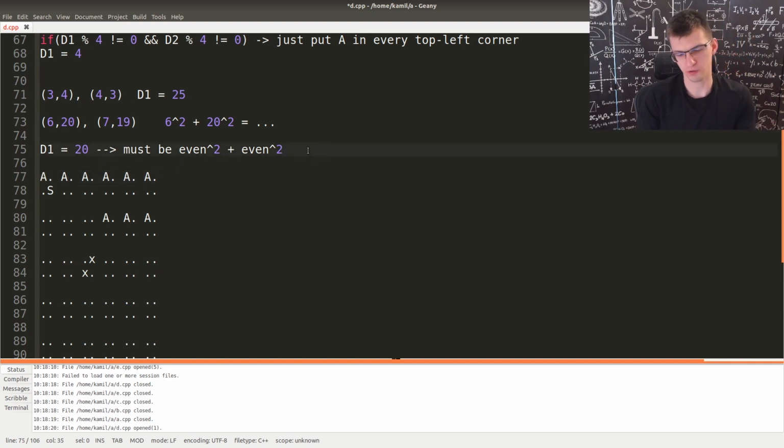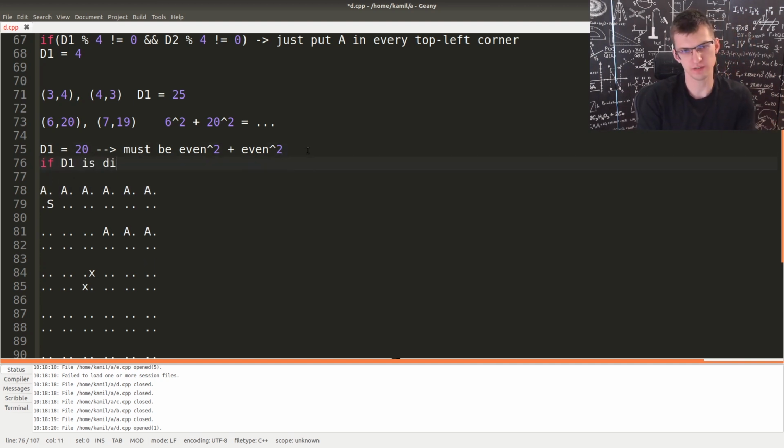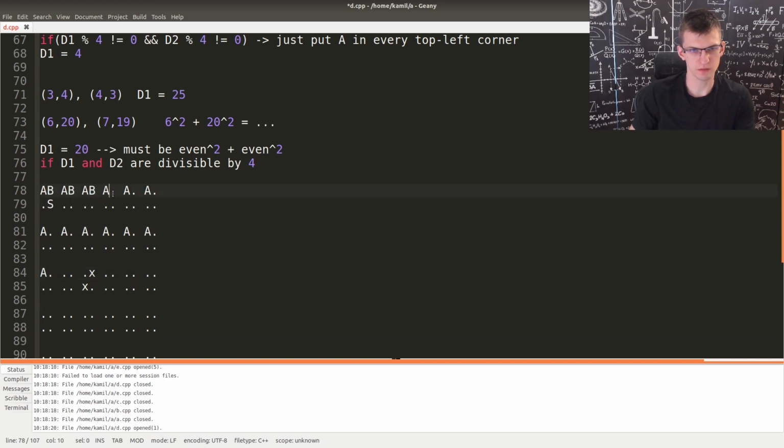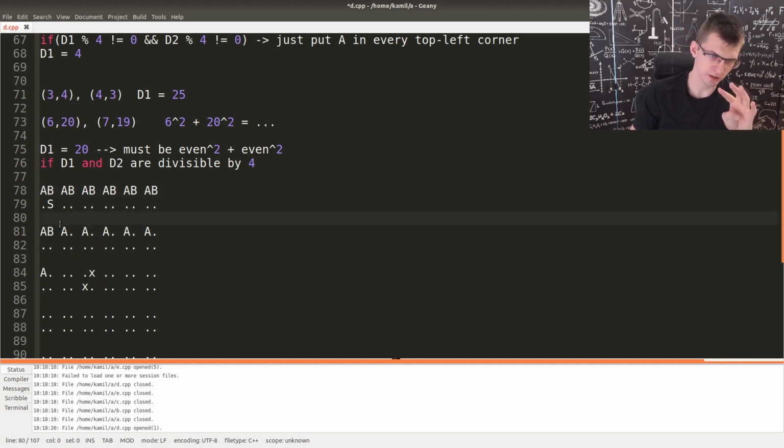So if D1 and D2 are divisible by 4, then I think that each of 4 points, I mean those points I marked, are independent problem from choosing a subset of those points B, and so on. So I can recursively go and solve 4 smaller problems. They are actually the same problem. So just divide n by 2, solve that problem, and copy it.